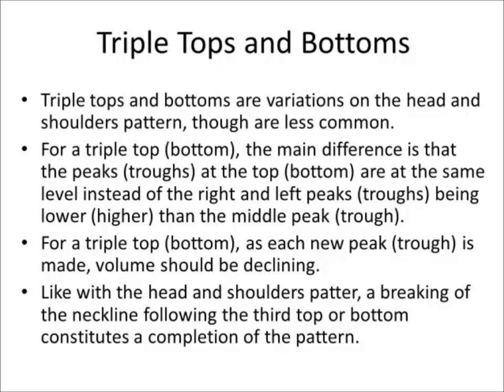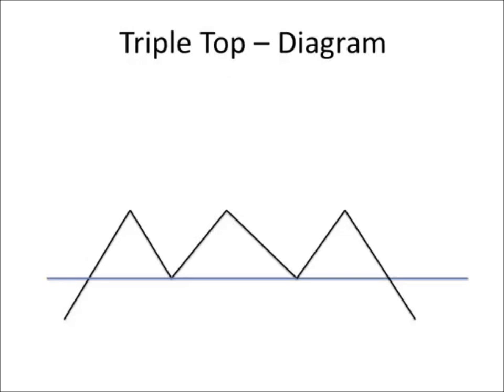So we'll now follow the similar format we have throughout this lecture. We'll look at a diagram first and then look at a real life example. Triple top diagram. So here we have a triple top diagram. And you can see the main difference from the head and shoulders is the height of this peak. In the head and shoulders, the peak would probably be up here somewhere. But in the triple top, all 3 peaks are at the same level. So there's 1 peak, 2 peaks, 3 peaks, all at the same level.